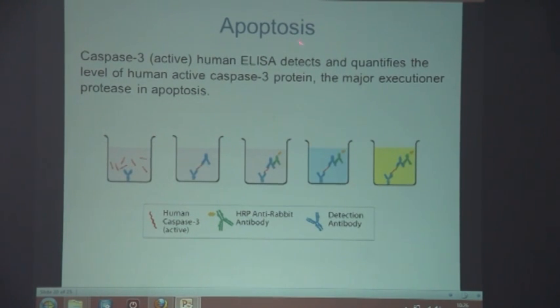And this is the apoptosis. We use a Cas3 active human ELISA kit to detect and quantify the level of human active Cas3 protein, that is the major executioner protease in apoptosis.